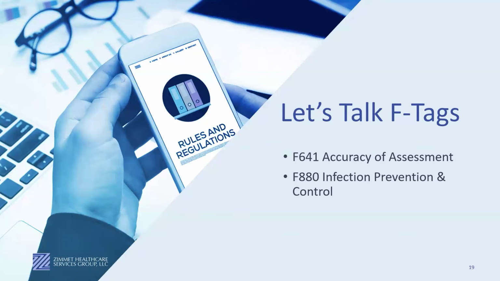So we can talk about F tags here. One of the things on your MDS with coding infections, F641, accuracy of assessment. Is it an active infection in the past 7 days and for UTIs in the past 30 days? So first of all, an infection that's resolved, you don't want to code that on your MDS unless it has been active in the past 7 days, meaning it has a current relationship to the resident's status. So are they on a medication for it? May or may not be considered active.